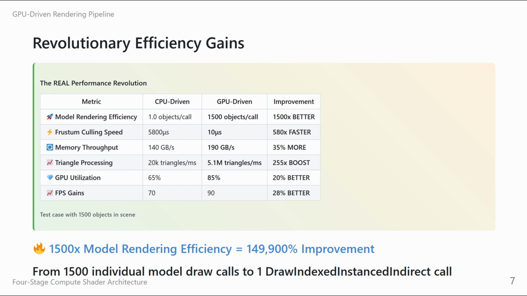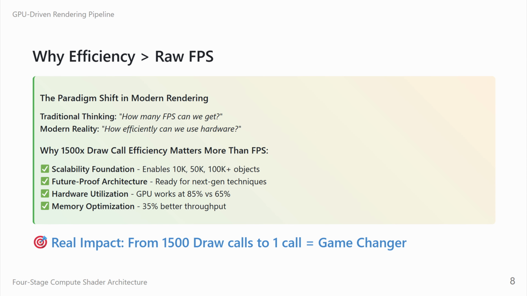The revolutionary result: 1500 times draw call efficiency improvement, from 1500 individual calls to one indirect draw call. That's 149,900% better efficiency. While the FPS gain from 70 to 90 frames per second at 1500 objects might seem modest at first, the real story is in the efficiency.